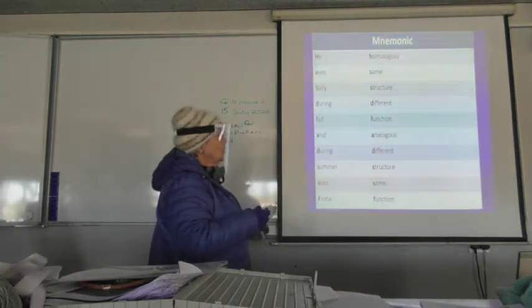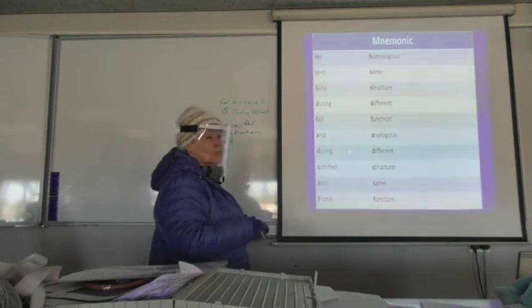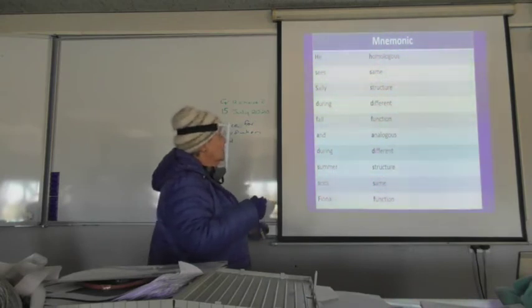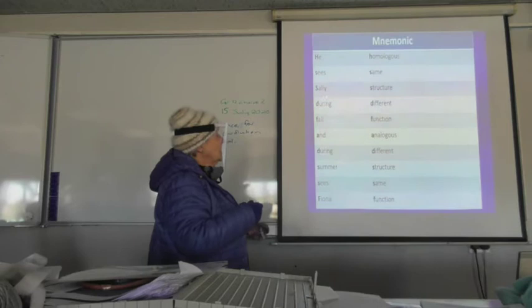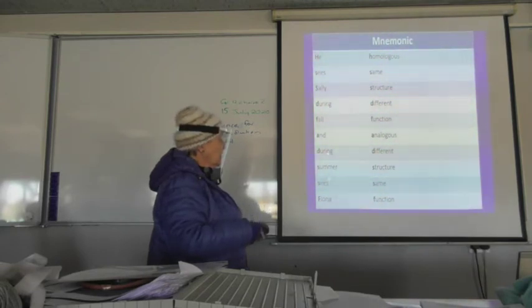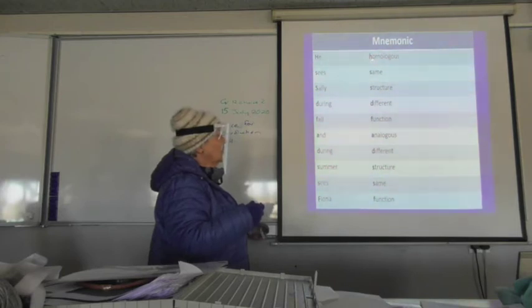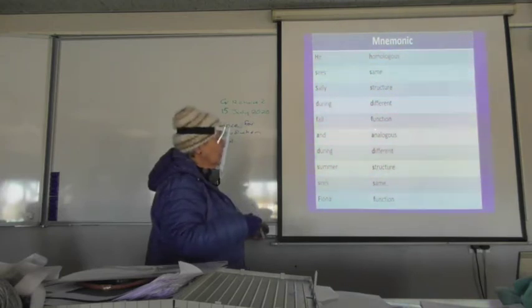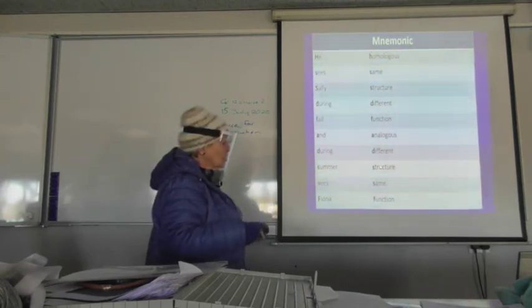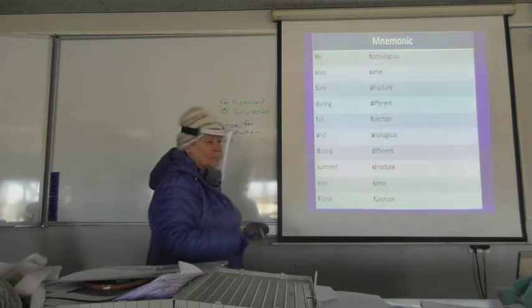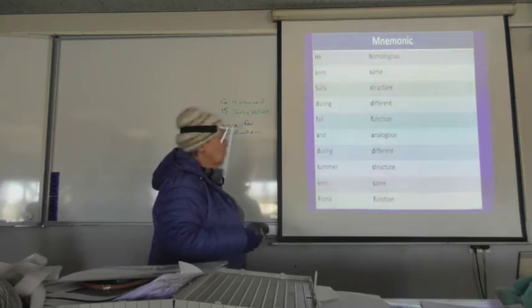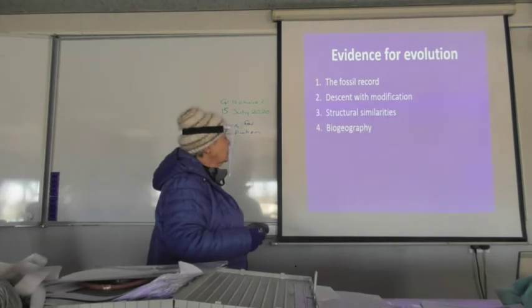So here's a mnemonic for you. Use it, don't use it, I don't care. It just helps. He sees Sally during fall, and during summer sees Fiona. Homologous: same structure, different function. Analogous: different structure, same function. Use it, don't use it, I don't care.